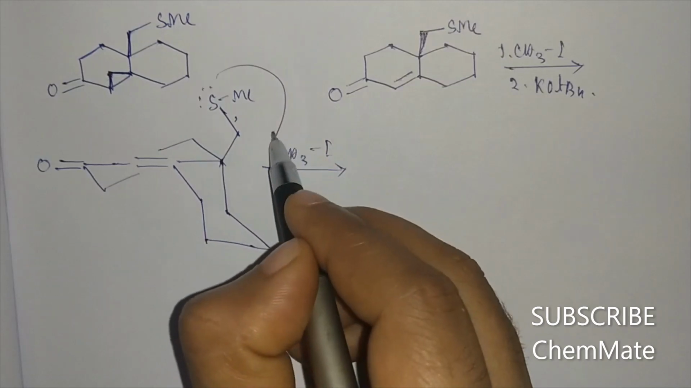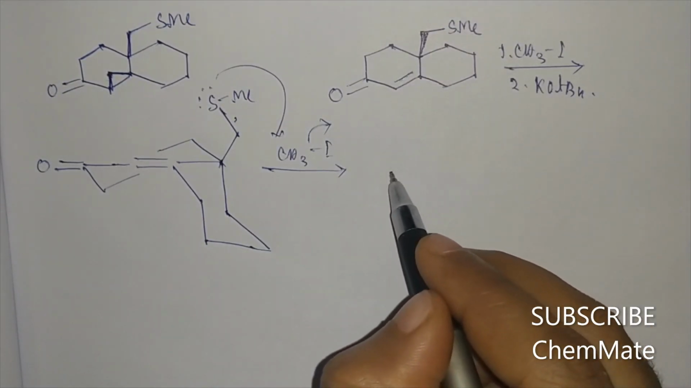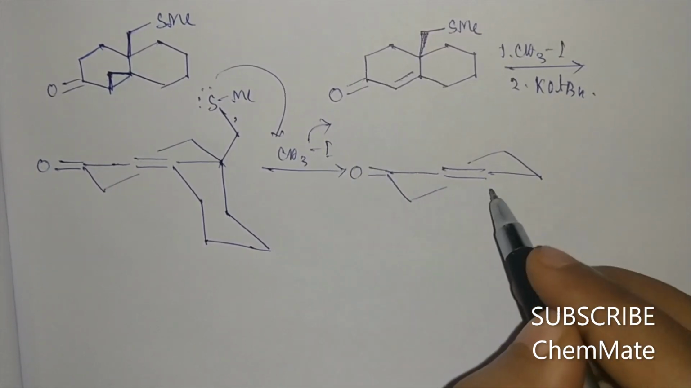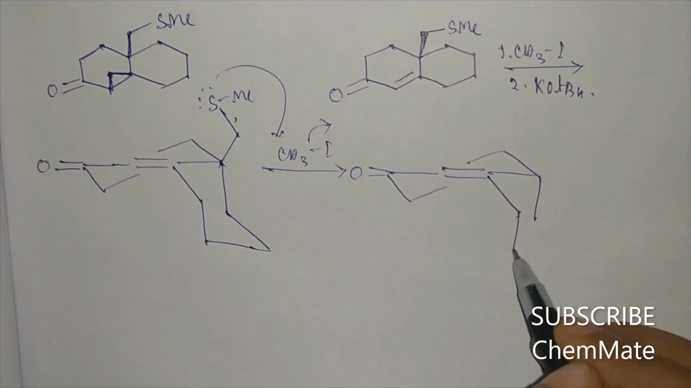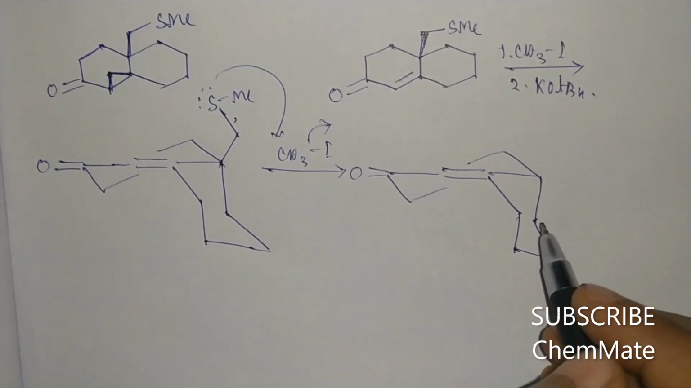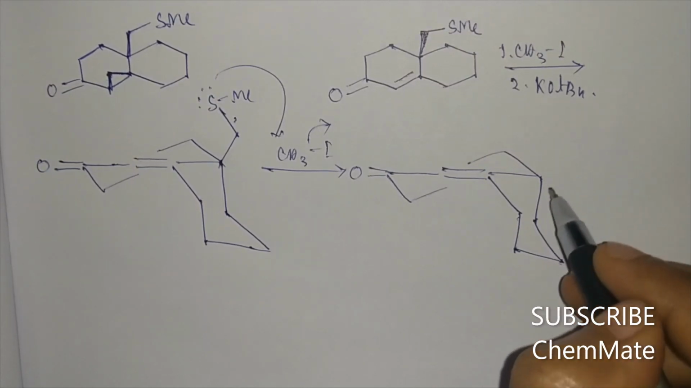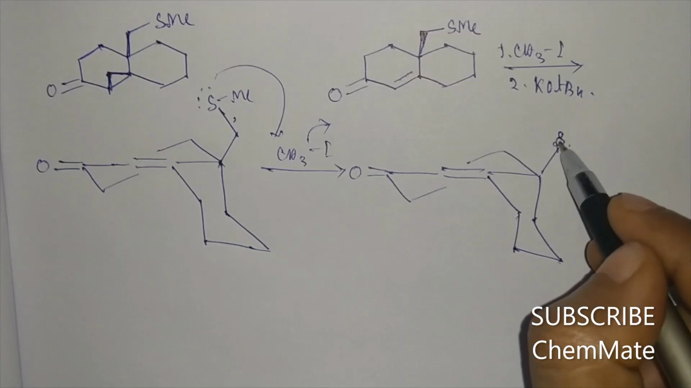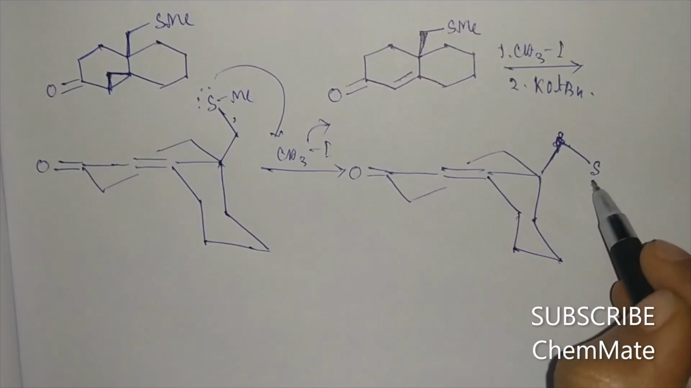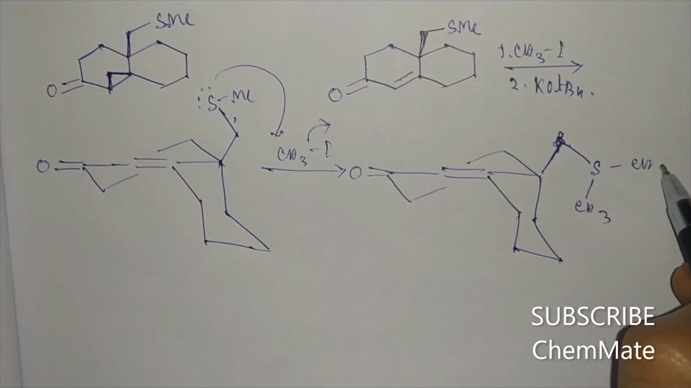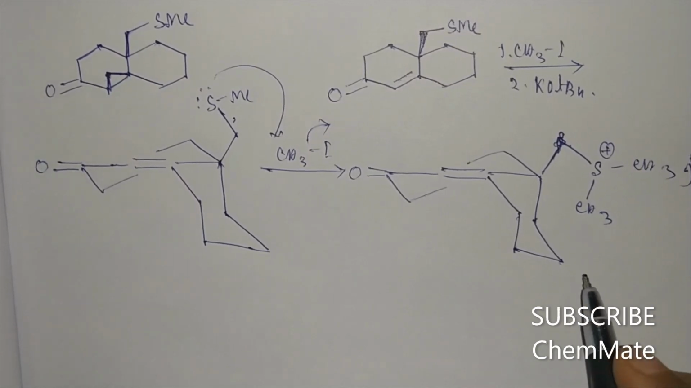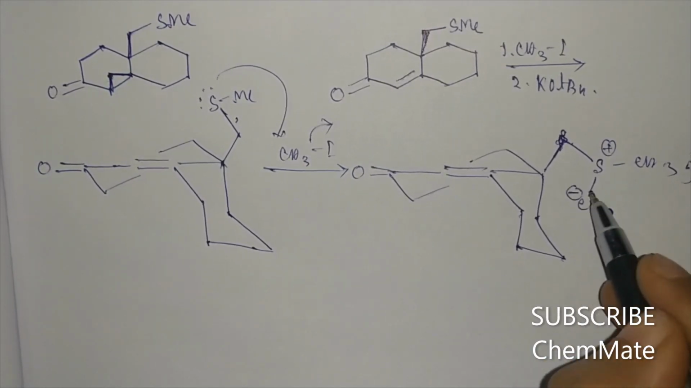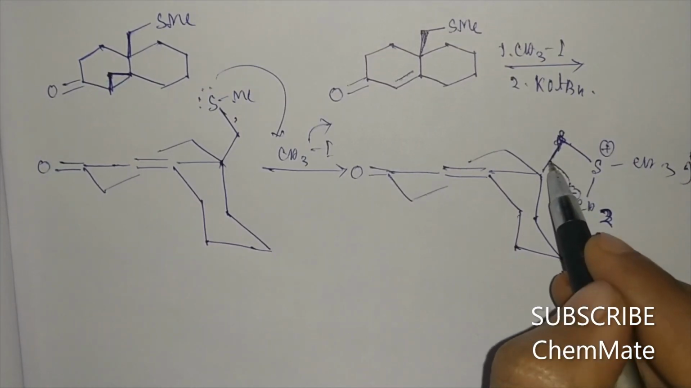Now if it is treated with CH3I, then this sulfur will attack and one iodine will leave, so it will be like this. Here double bond O, now CH3 plus I minus. Now if it is treated with potassium tertiary butoxide, this will be converted to CH2 minus, and it will attack in this carbon.